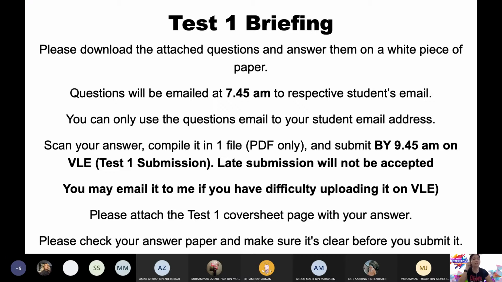So I will attach in the email, with the questions attached, your cover sheet. So make sure you fill up the cover sheet. That cover sheet will be your front page. Then the rest is your answer.